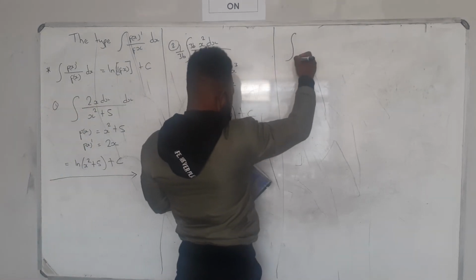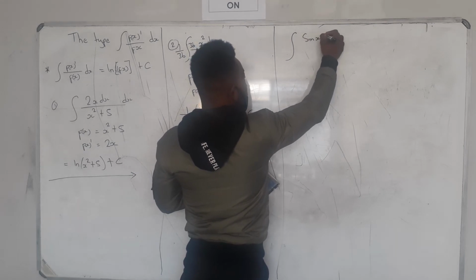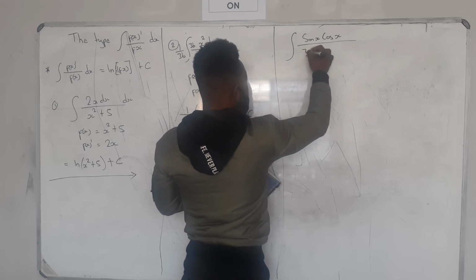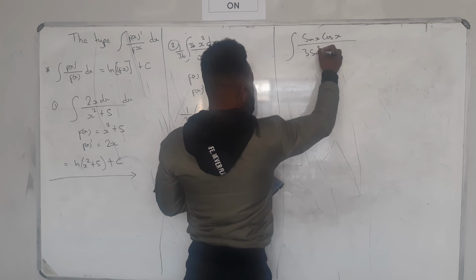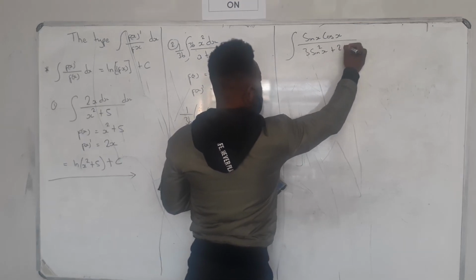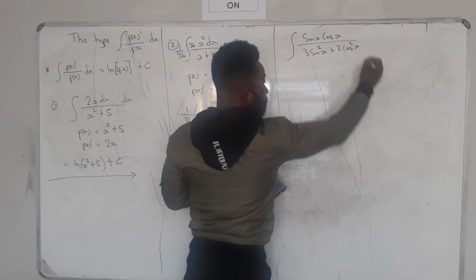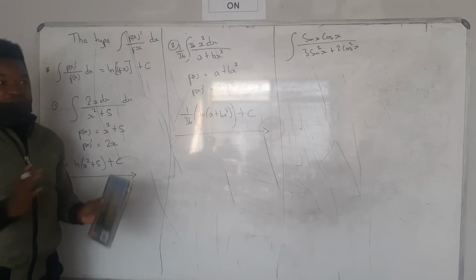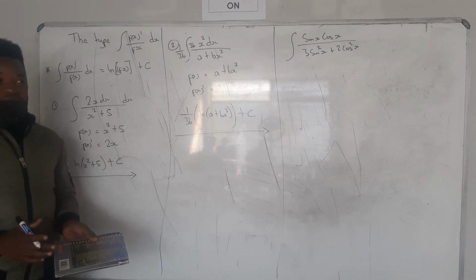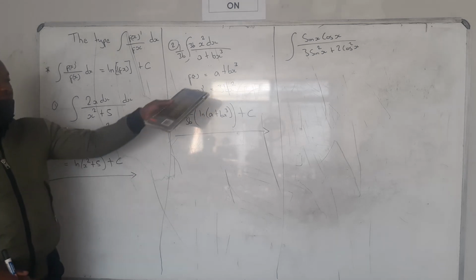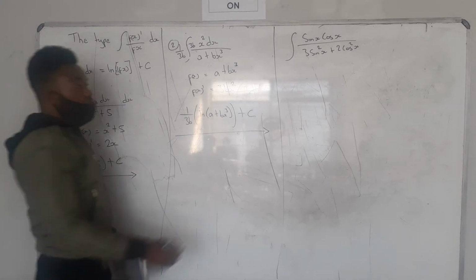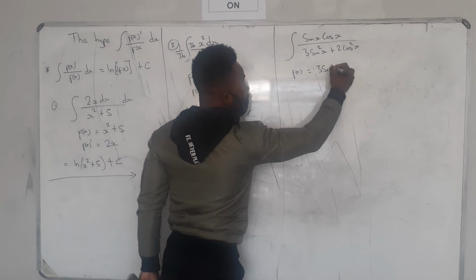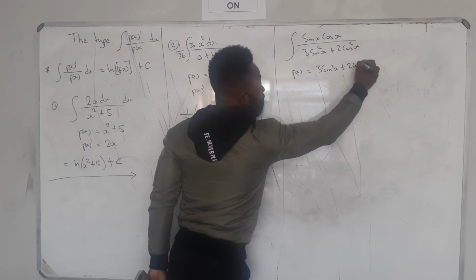Okay. Integral of cos x divided by 3 sine squared x plus 2 cos squared x. Alright, okay. So let's say, for example, you have an equation like this one. Okay, I said the first thing you have to identify is your f at x. Okay, how do I identify my f at x? I'm going to check my denominator. So my f at x is the same as what? 3 sine squared x plus 2 cos squared x.